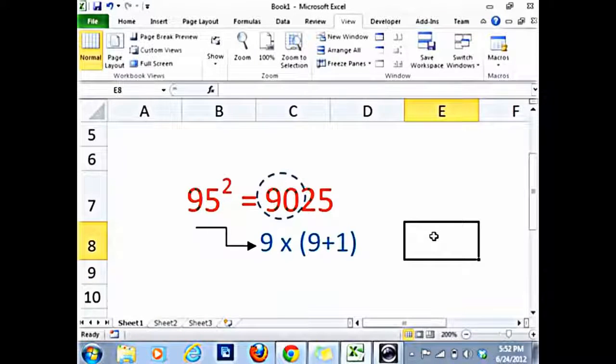So this is a quick way where we can square any number which ends with 5 without using any calculator and in few seconds.